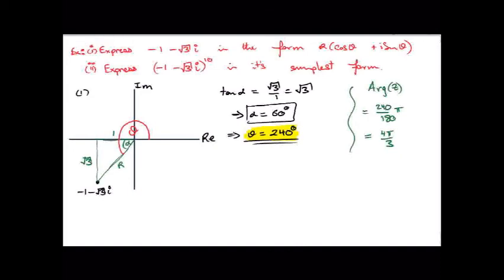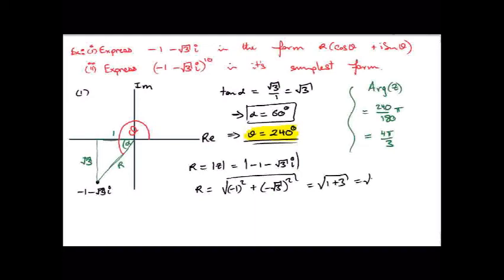Right, now r. r is obviously the modulus of z, which is the modulus of -1 minus root 3i. Okay? So that's going to be the square root of minus 1 squared plus minus root 3 squared. Notice no mention of i, and the sign in the middle is always plus. Now that's the square root of 1 plus 3, which is the square root of 4, which is 2.